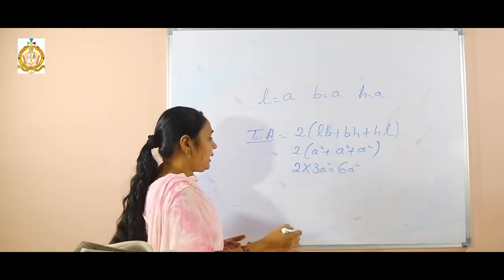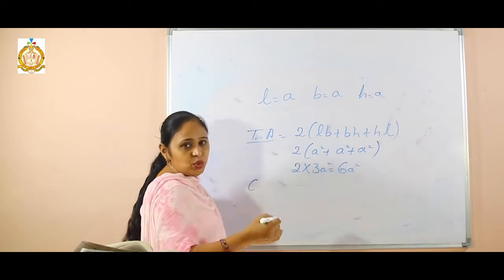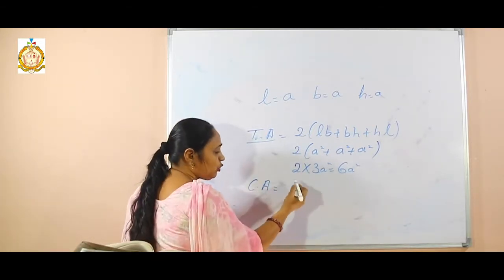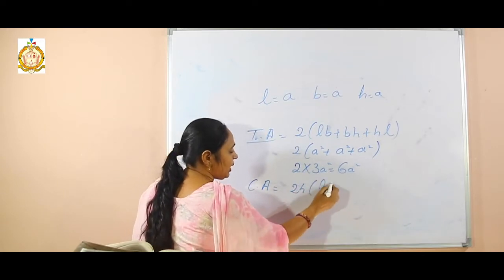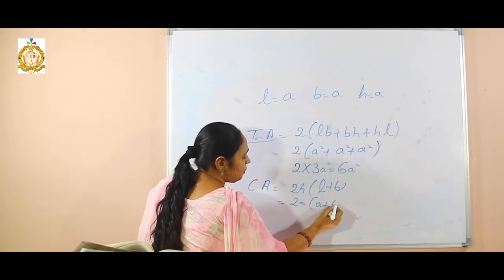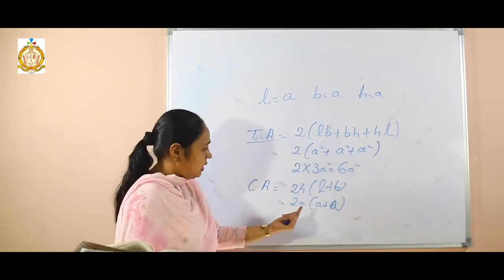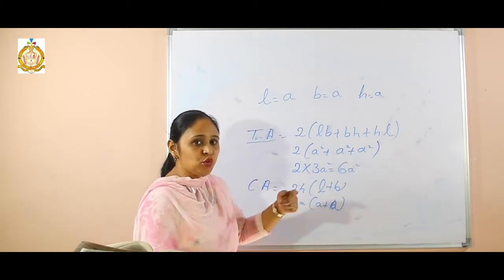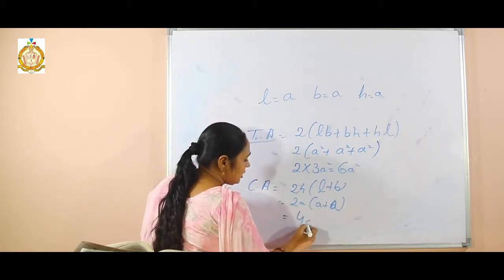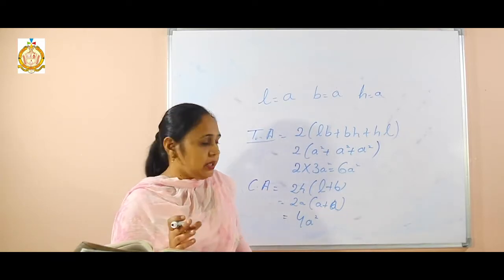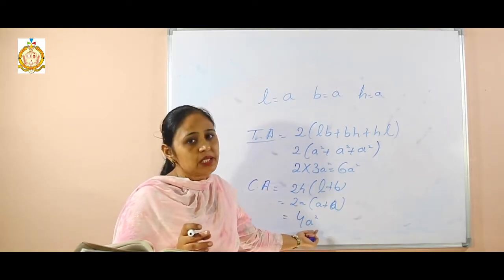Next formula, that is curved surface area, or you can say lateral surface area. The formula is 2H(L+B). Now H is A, L is A, B is also A. Now A plus A becomes 2A. 2A multiply A becomes 2A square, times 2 becomes 4A square. That means the lateral surface area, or area of the four walls of a cube, becomes 4A square.